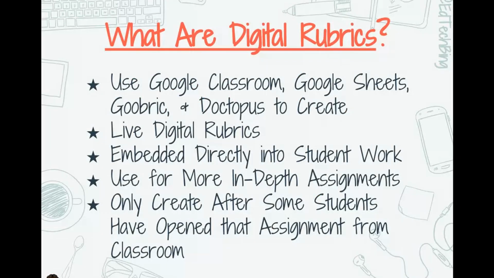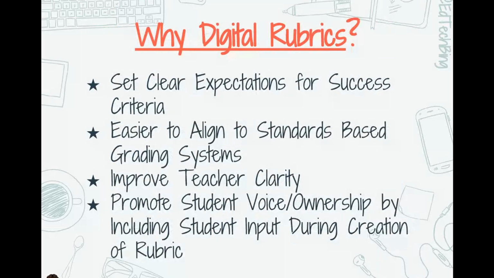Going digital with your rubric grading involves using Google Classroom, Sheets, Goobric, and Doctopus to create live digital rubrics that are embedded directly into student work automatically upon creation. Suggested use is for more in-depth assignments, and you can only create the digital rubric after at least one student has opened the assignment from your Google Classroom.